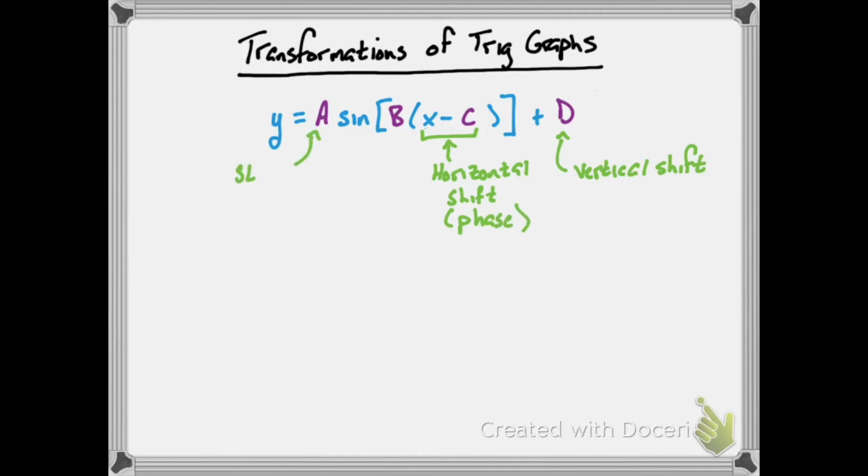The value a out front, this is a vertical stretch of any function. In terms of trig functions, we call this the amplitude. If a happens to be negative, it would also flip the function vertically upside down.